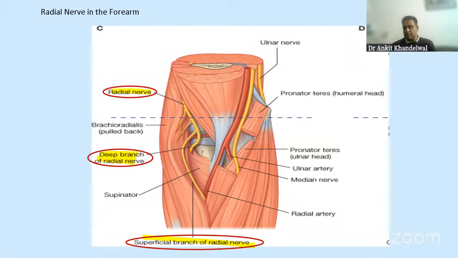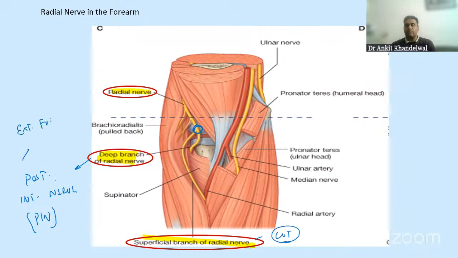Then what actually happens is over here it divides, at this area, into a deeper branch of the radial nerve that is known as the posterior interosseous nerve, also known as PIN, and a superficial branch of the radial. This actually has a cutaneous distribution, as you will see later on, while this posterior interosseous nerve is going to supply the extensor forearm muscles.